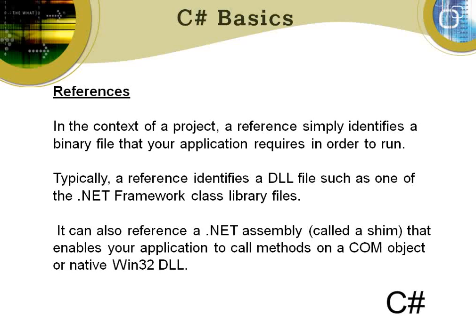In the context of a project, a reference simply identifies a binary file that your application requires in order to run. Typically, a reference identifies a DLL file such as one of the .NET Framework class library files. It can also reference a .NET assembly, called a shim, that enables your application to call methods on a COM object or native Win32 DLL.